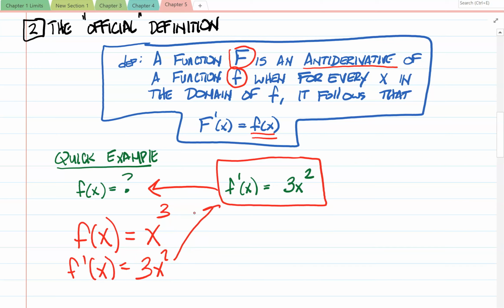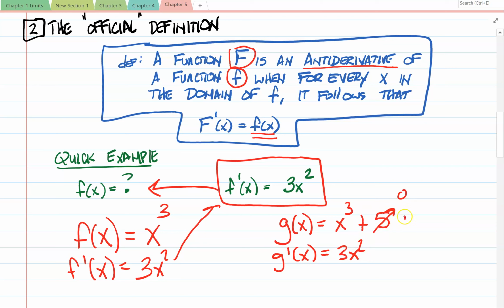But there might be somebody else sitting out there that says, wait a minute, Mr. Diorio, I came up with one too, and it was g of x equals x to the third plus 5. Well, shoot, this person is correct, because when you take the derivative of this, g prime of x, you get 3x squared, and the 5 of course goes to 0. So this is also an antiderivative of the function.